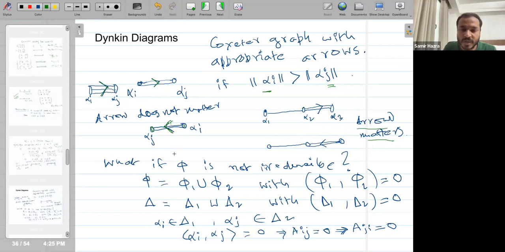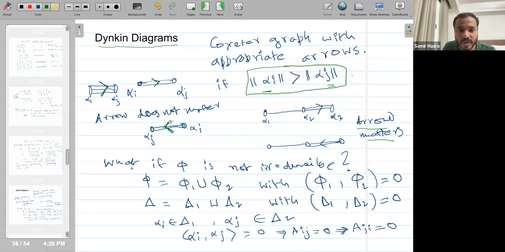So now, what happens to this Dynkin diagram? So basically, these are called Dynkin diagrams. On the Coxeter graph, you are putting arrows according to this rule. Okay. So from long to short.